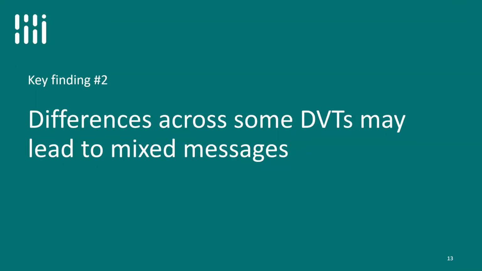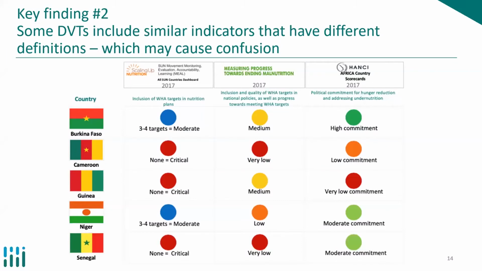Our second finding is that the growing number of tools covering similar domains and using different methodologies may lead to mixed messages. This slide provides an example in which you can see on the top that there are 3 different DVTs that are tracking more broadly the political commitment domain for 4 different countries. And here we've actually taken the data from these DVTs themselves.